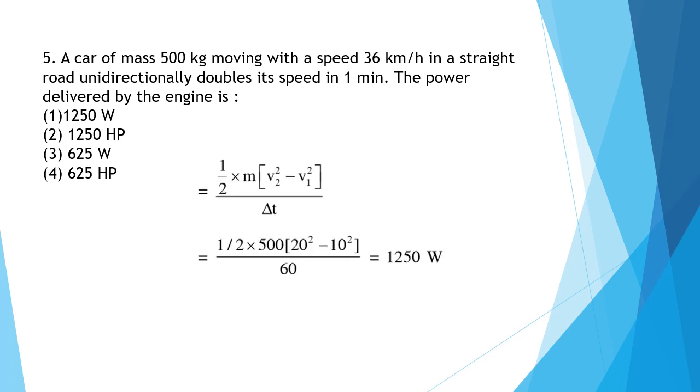Now we know that change in kinetic energy divided by the time will be equal to power. So the change in kinetic energy, we take half m (v2 square minus v1 square), change the speeds into meter per second as we need SI units, and 1 minute is 60 seconds. So when we solve this, we get 1250 watt. That is option 1.